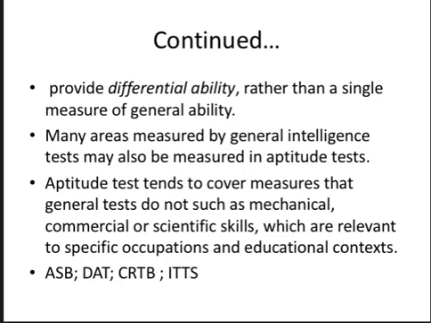Some examples I mentioned before in the hierarchical model of intelligence video that you were snoozing are the ASB, aptitude for school beginners, the DAT, the differential aptitude test, the CRTB, which is the critical reasoning test battery, and there's a version 2, and the ITTS for IT personnel. Okay, next slide.